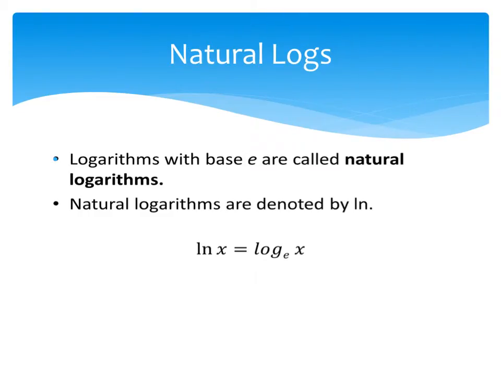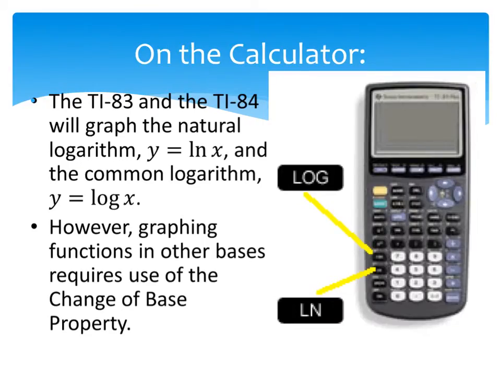Another special notation that you see deals with natural logs. Logarithms with a base of e are called natural logarithms. Natural logarithms are denoted by using just an L and an N. So ln x is the same as log base e of x. So on the calculator, in order to get to your natural log and your common log, you'll need to access the buttons that you see being pointed to here. You actually have a LOG button and you have an LN button.